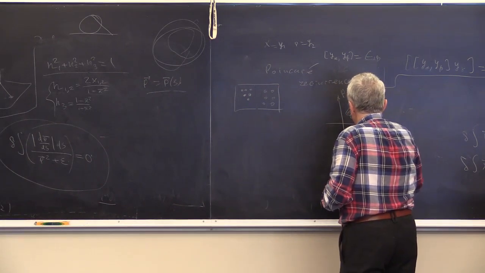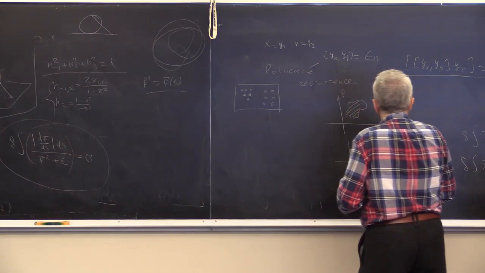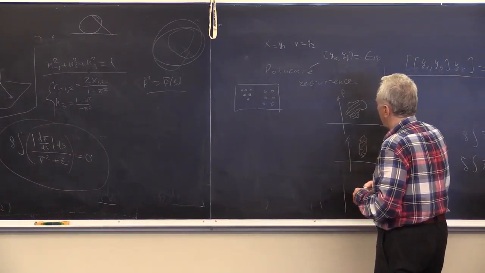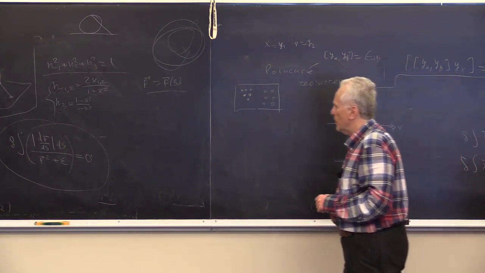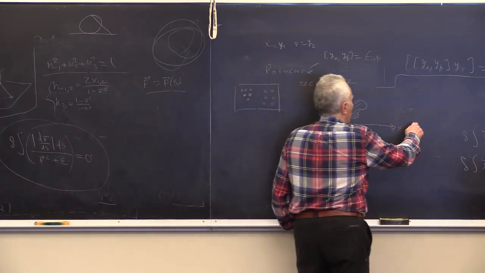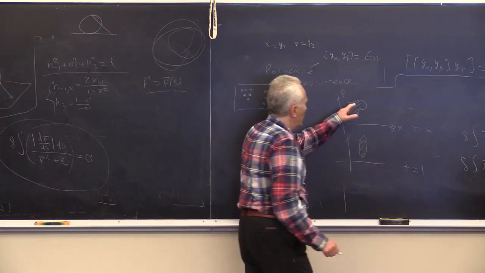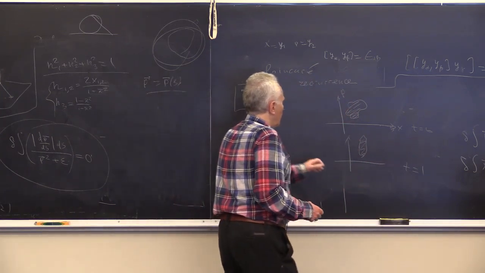When it moves, it performs canonical transformation, and as we said, the volume of this domain should not change. So if this is the picture at t equals 0 and this is the picture at t equals 1, these volumes are the same.